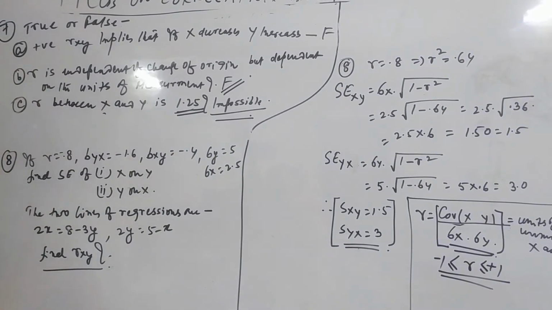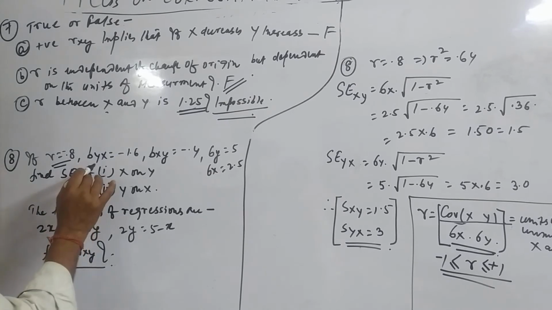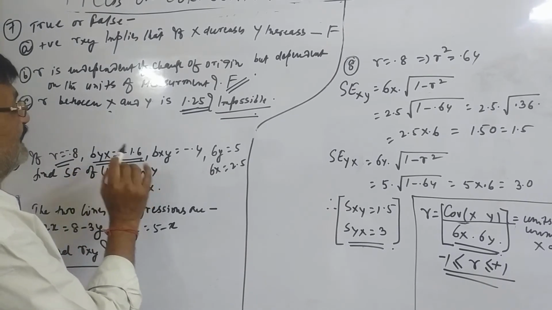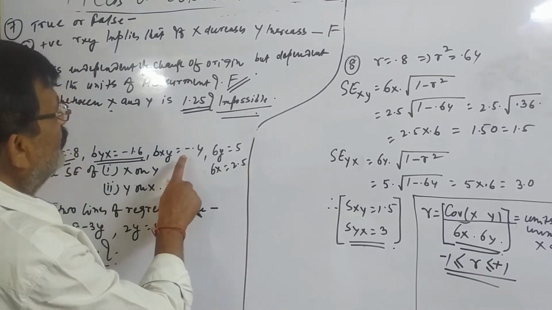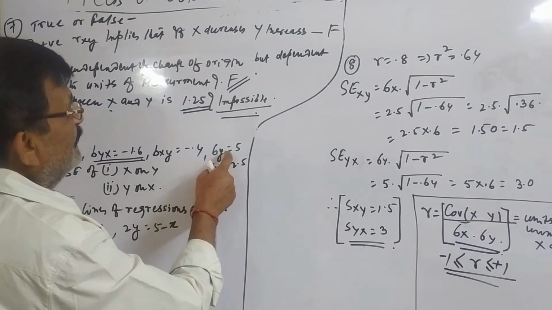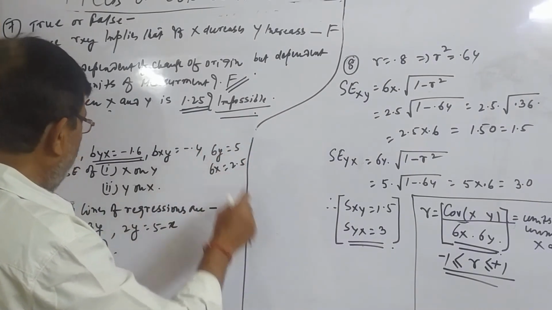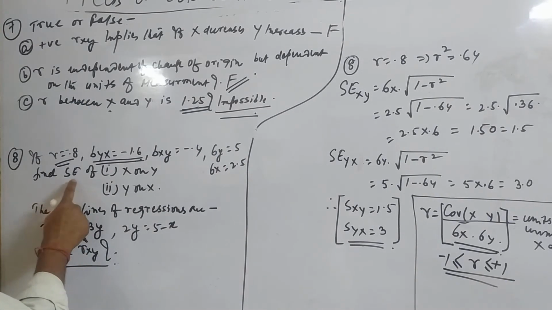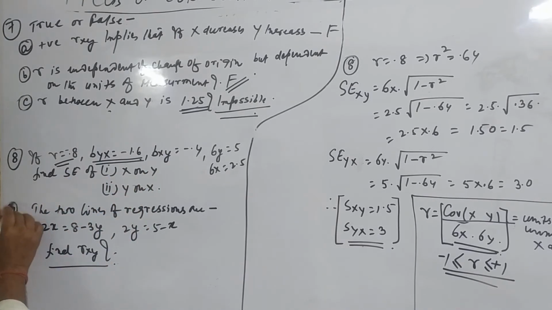In question number 8, r is given as 0.8. The regression coefficient of y on x is -1.6 and the regression coefficient of x on y is -0.4. Sigma y, the standard deviation of y, is 5, and the standard deviation of x is 2.5. Here it has been asked to find the standard error of x on y and y on x.